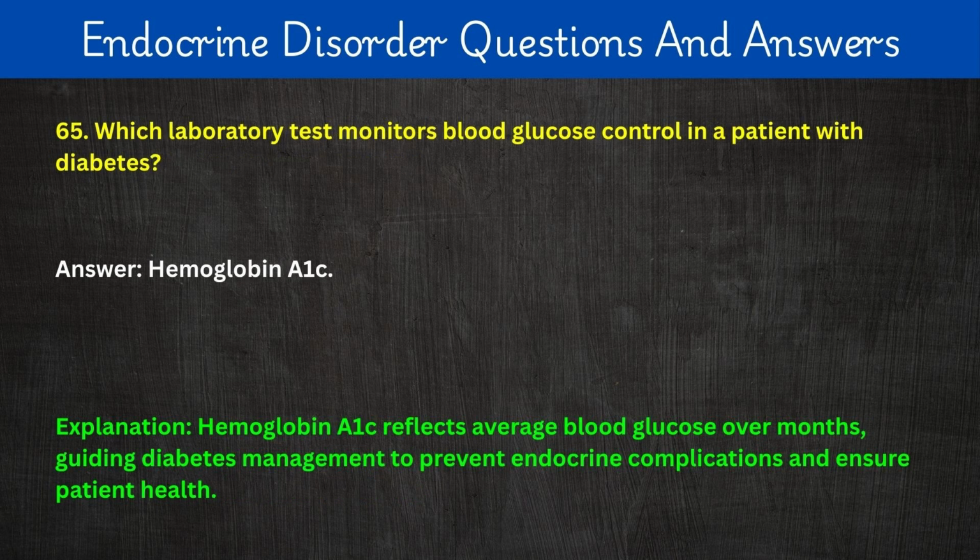65. Which laboratory test monitors blood glucose control in a patient with diabetes? Answer: hemoglobin A1C. Explanation: hemoglobin A1C reflects average blood glucose over months, guiding diabetes management to prevent endocrine complications and ensure patient health.